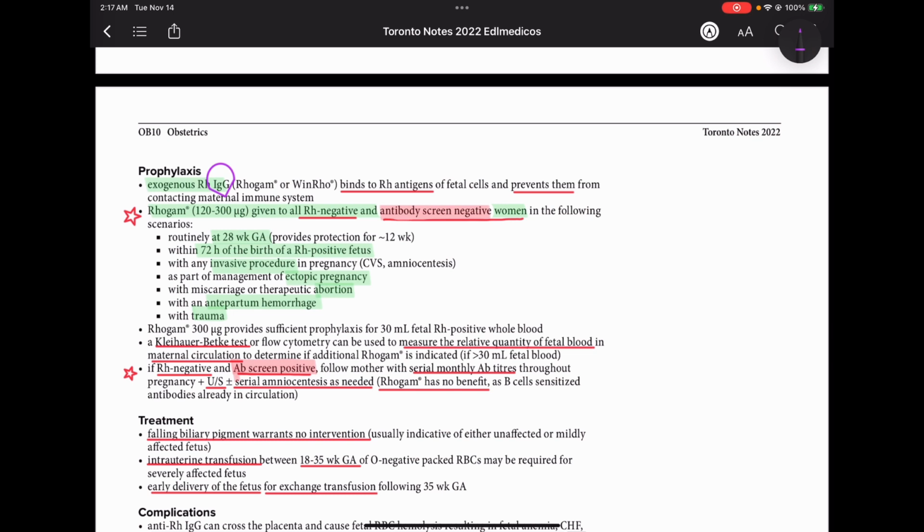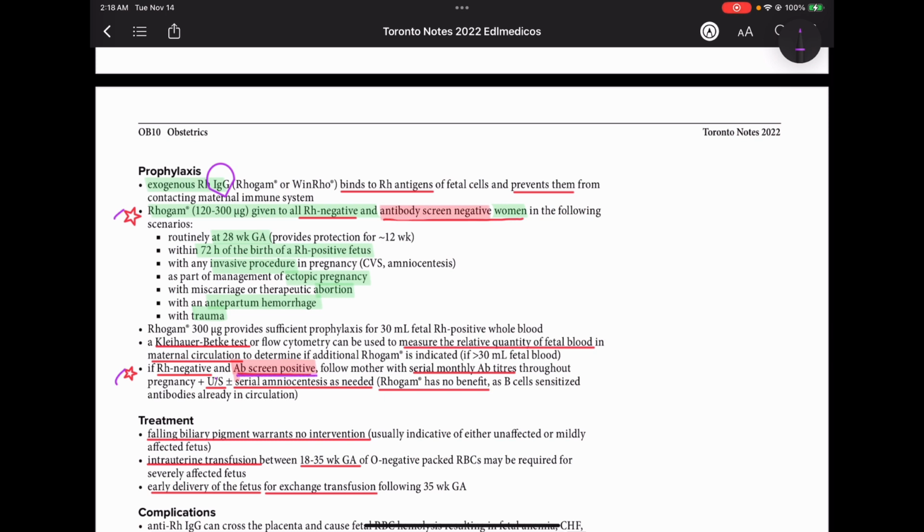RhoGAM is given to all Rh negative and antibody screen negative women in the following scenarios. So there are two scenarios. I have made 2 stars. There can be Rh negative women, but their antibody screen is also negative, right? They don't have antibodies yet. But there could be another case if they are Rh negative, but the antibody screen is positive.